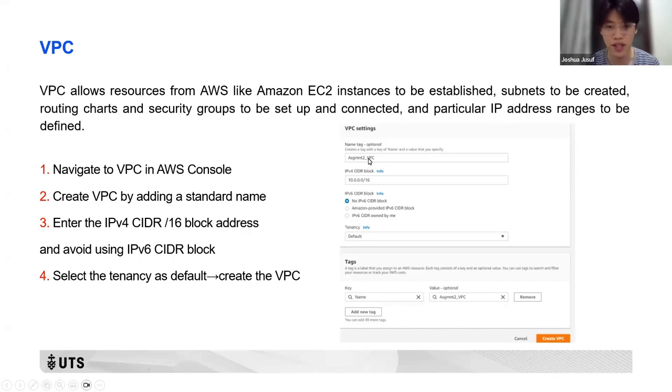So first, we name it assignment to VPC, and for the IPv4 CIDR block, we're using the IP address 10.0.0.0/16, and we're not using the IPv6 CIDR block. And for the tenancy, we are using the default setting.